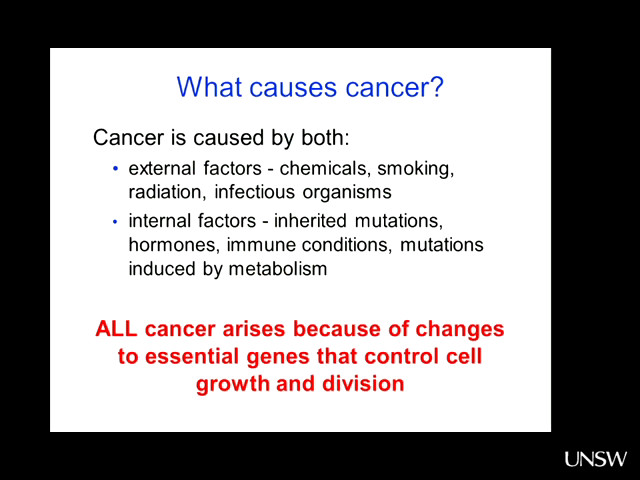How do they do it? What causes those changes? Well, external factors such as chemicals, smoking, radiation, infectious organisms. We all know from epidemiological studies these contribute to the cancer burden. Individuals that are exposed to these or expose themselves to them are more likely to get cancer. The classic one that you'll all be so familiar with is smoking. We know that there are chemicals contained in the cigarette smoke that must induce those changes because those individuals end up with lung cancer. We also know there are internal factors.